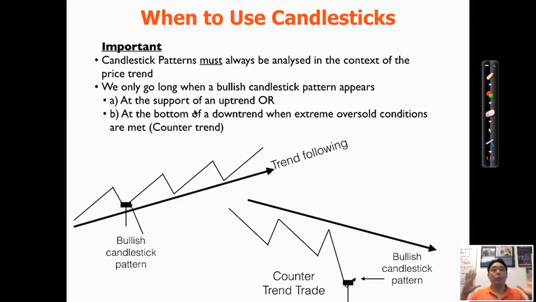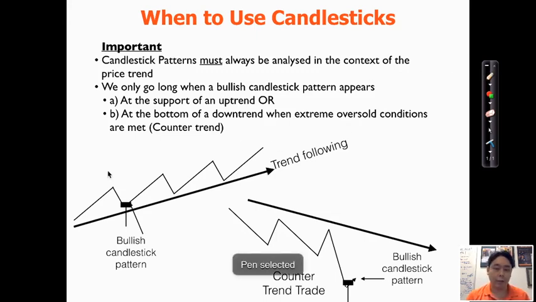So to summarize, when do we use candlesticks? Remember, candlestick patterns must always be analyzed in the context of the price trend. So what's the trend? Is it an uptrend? Is it a downtrend? Is there a support? Is there a resistance level? We only go long when we have a bullish candlestick pattern that appears at the support of an uptrend. That means at the dip of the uptrend, or at the bottom of the downtrend when extreme oversold conditions are met. And that would be a counter trend trade.